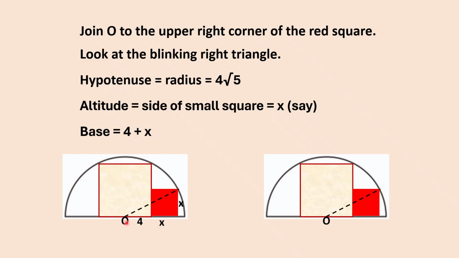Here, 4 is half of the side of the larger square, plus the side of the smaller square x, giving 4 plus x. So we get a right angle triangle where the radius, or the hypotenuse, is 4 root 5, the altitude is x, and the base is 4 plus x. Now, from here, we can calculate the value of x using Pythagoras theorem.